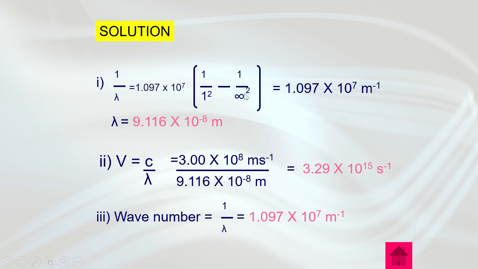n1 equal to 1, n2 equal to infinity. 1 over infinity equal to 0. Therefore, the value of 1 over lambda equal to the value of Rydberg constant, because this Rydberg constant times 1 equal to its value again. And then when we want to calculate lambda, 1 over this answer, you will get lambda. Next, once you have the lambda, you can calculate the frequency. Next, wave number. It asks you to calculate the wave number of the last line. Last line means when the n2 is infinity. So for wave number, this formula is 1 over lambda.